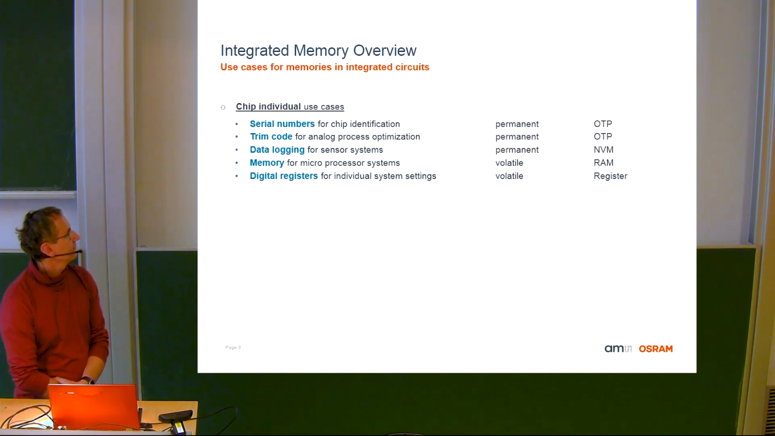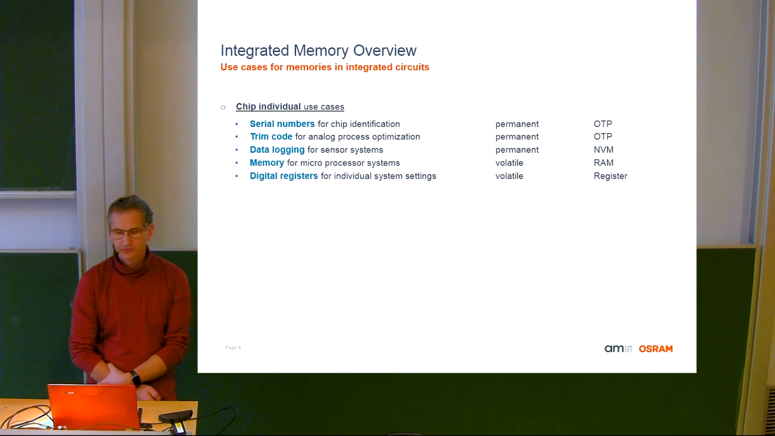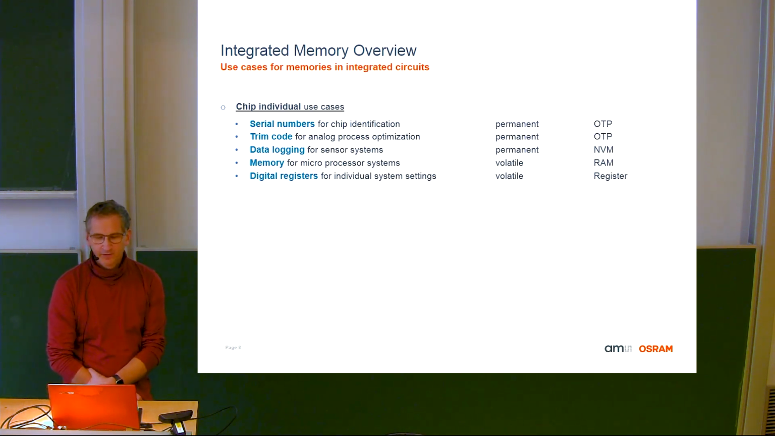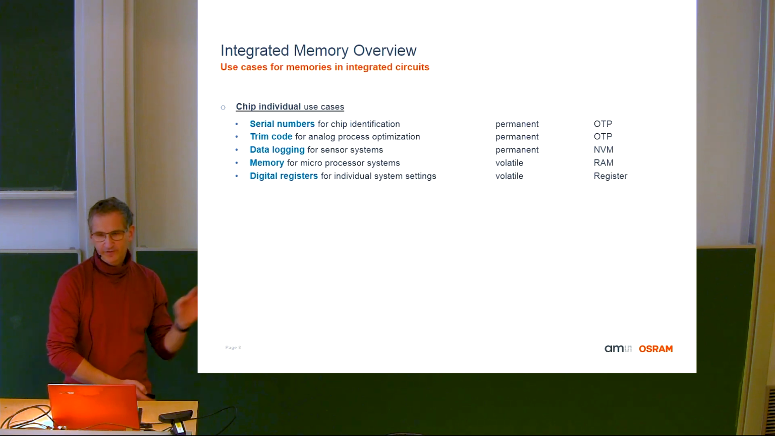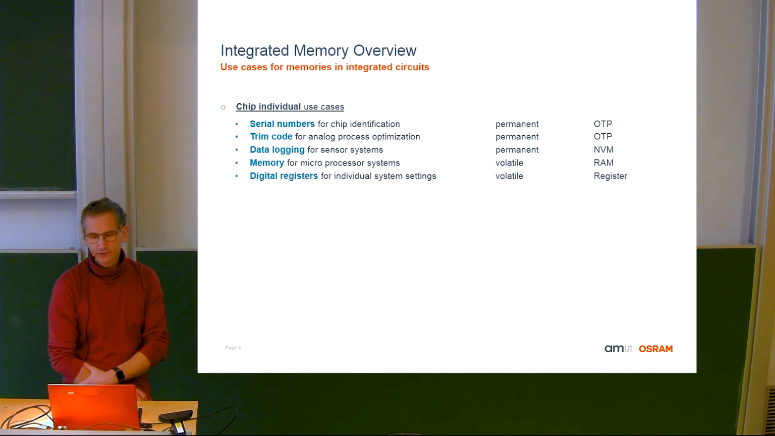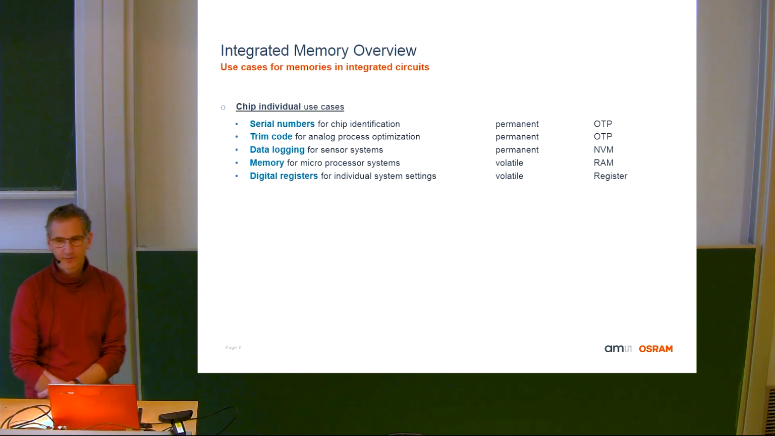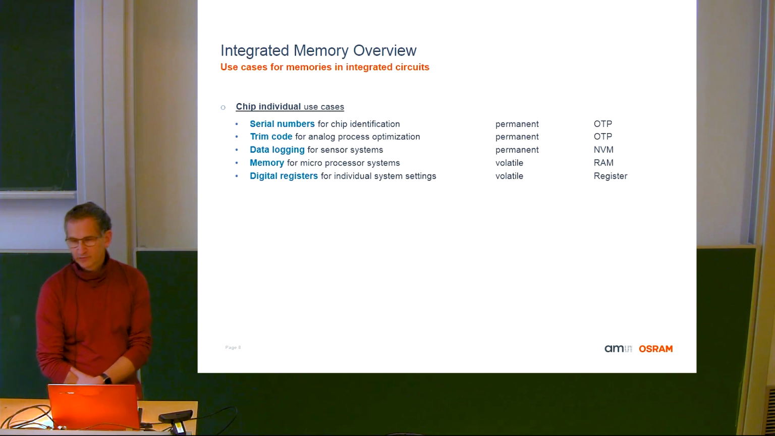So a little bit of theory about how to cluster memories. I want to cluster it on one side from the chip individual use cases. So to say, what do you intend to use memories for? So one idea would be a serial number. To identify chips or link hardware together, you need serial numbers. This is of course a permanent storage, so you need OTPs. So this is a non-volatile approach.